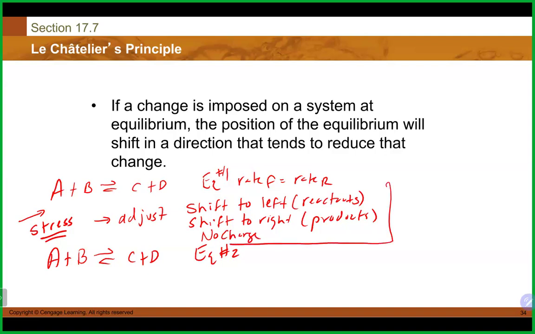So when we talk about Le Chatelier's principle, which is this principle that we're talking about, that you can mess up the equilibrium, but it will try to self-correct, these are the three sort of things that can occur as a result of you doing that.